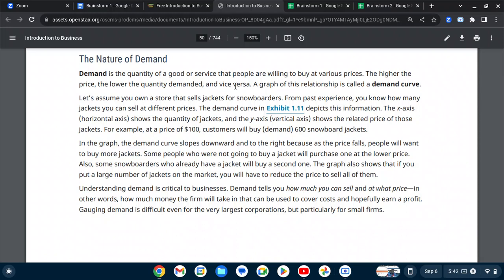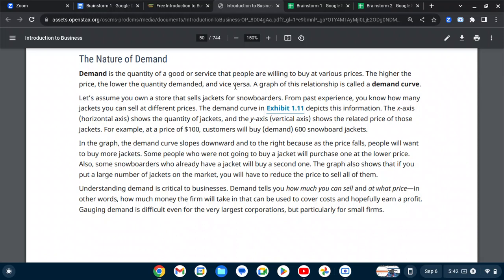The x-axis shows the quantity of jackets, and the y-axis shows the related price of those jackets. For example, at a price of $100, customers will buy 600 snowboard jackets. In the graph, the demand curve slopes downward and to the right because as the price falls, people will want to buy more jackets. Some people who were not going to buy a jacket will purchase one at a lower price. Also, some snowboarders who already have a jacket will buy a second one. The graph also shows that if you put a large number of jackets on the market, you will have to reduce the price to sell all of them.